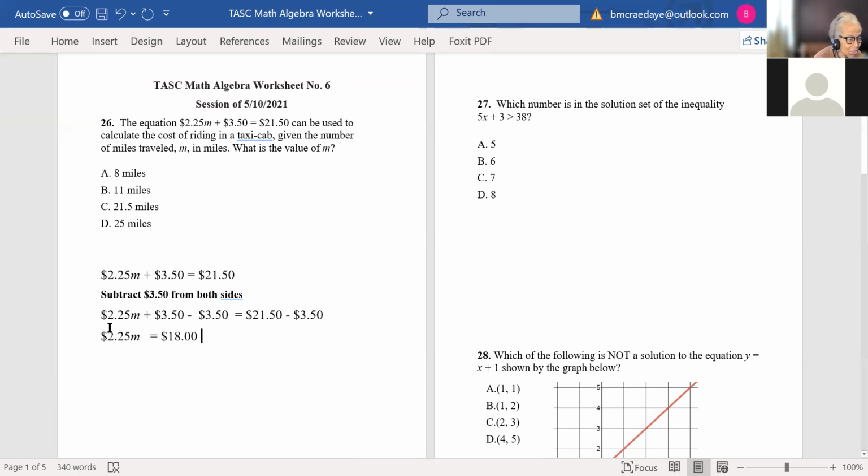That's a multiplication, so opposite is division. So you, like you say, divide both sides by 225. And once you do that, Maureen, what do you get for M?